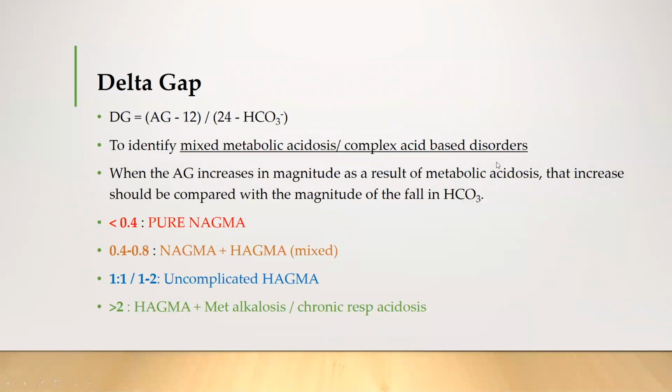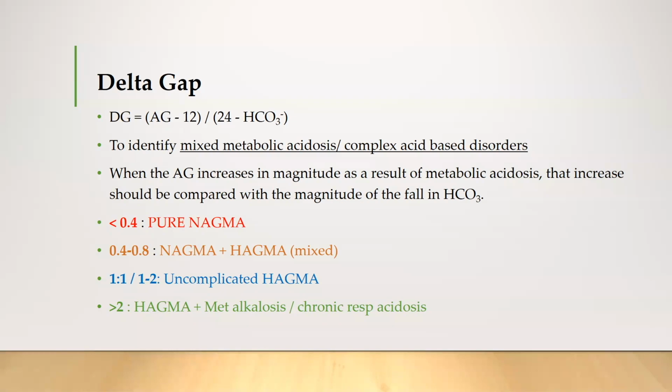And next, we'll be talking about the delta gap. Okay, what is delta gap? Delta gap is used to identify whether the patient has mixed metabolic acidosis or some complex base disorders. So the formula is just the difference of anion gap to the normal value divided by the difference of bicarb to the normal value.